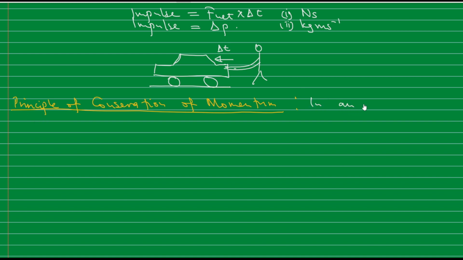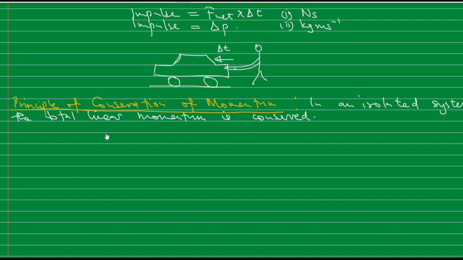In an isolated system, the total linear momentum is conserved. Okay, as simple as that. In an isolated system, the total linear momentum is conserved.